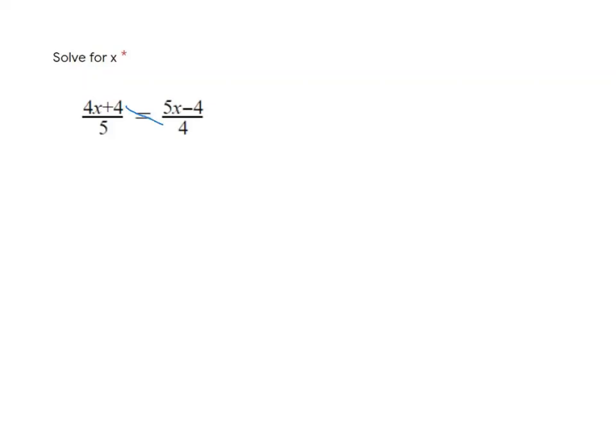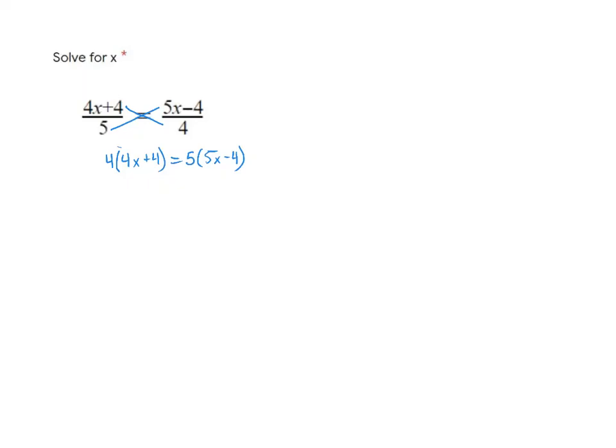So we'll go 4x plus 4 times 4. I like to put the 4 in front. You don't have to. It's multiplication. It works in any way. But most people like to distribute from the front, which is what we are going to have to do later. So I've got the 4x plus 4 times the 4 there. And then I'm going to do the 5 times the 5x minus 4, just like that.